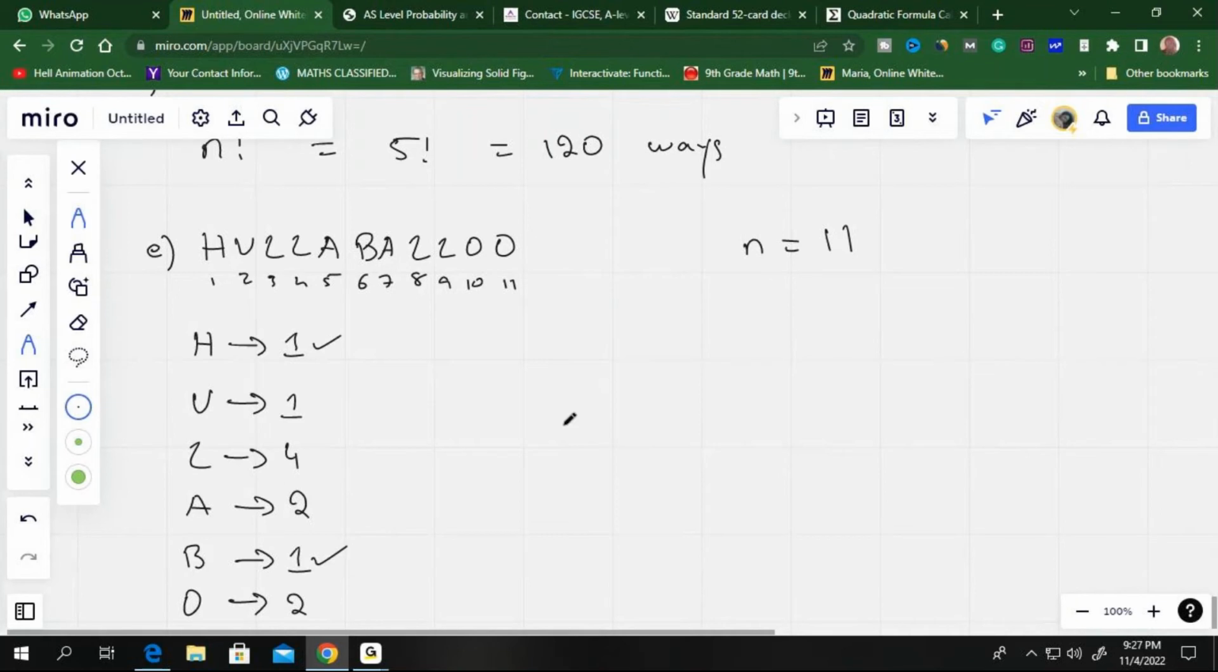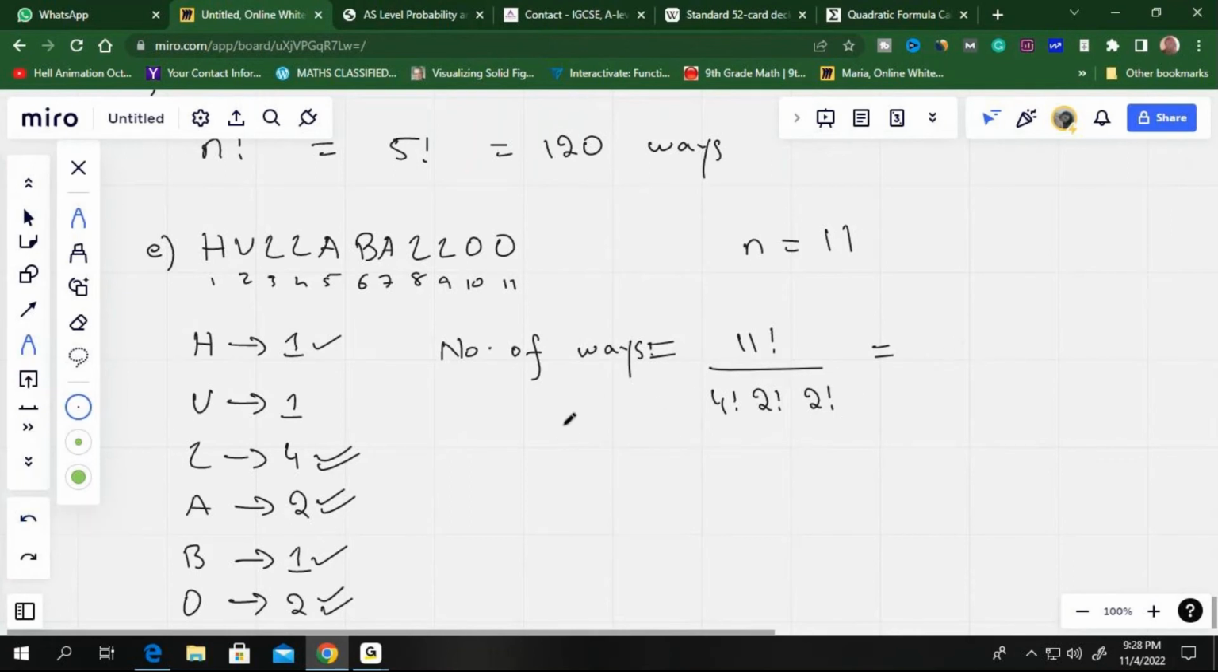No need to write their appearance in the denominator. So the number of ways is going to be n factorial, so 11 factorial upon 4 factorial into 2 factorial into 2 factorial. That's it. Only the repeated letters are written in factorial form in the denominator. To avoid similar looking arrangements, we just do this step.